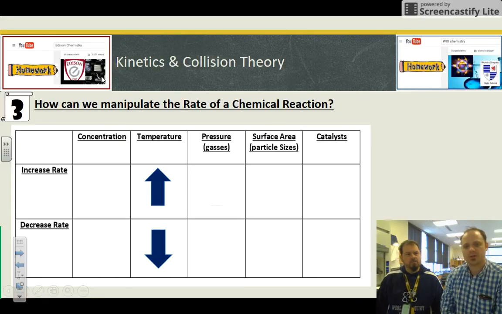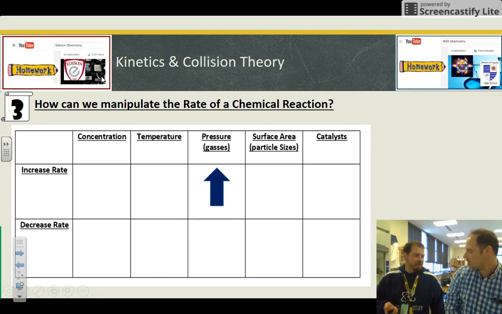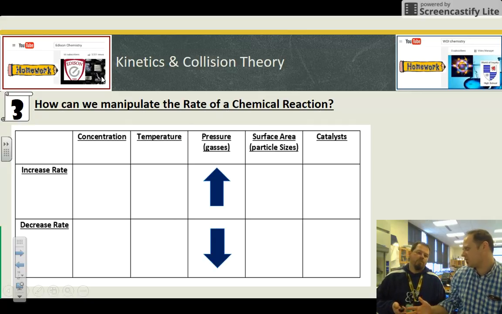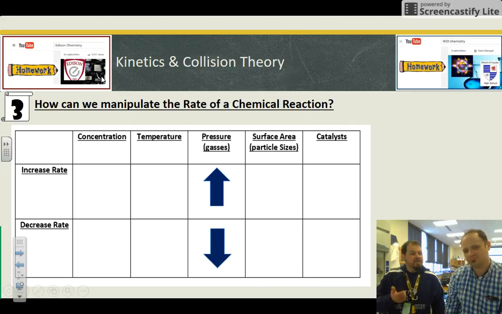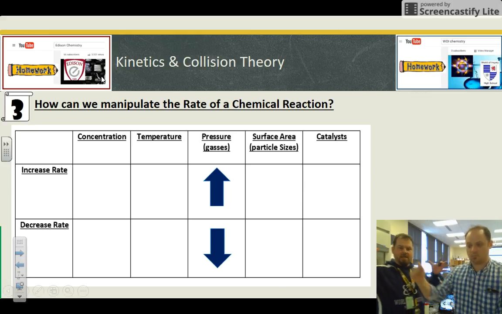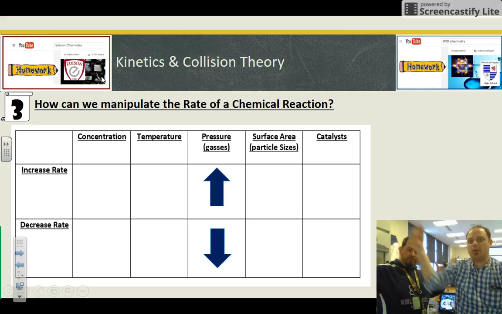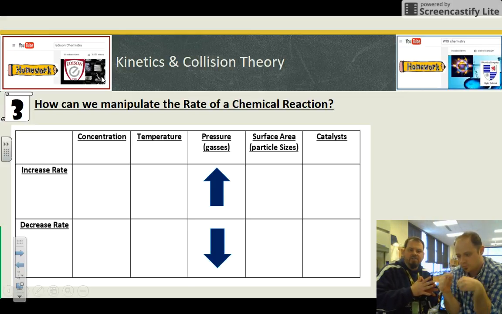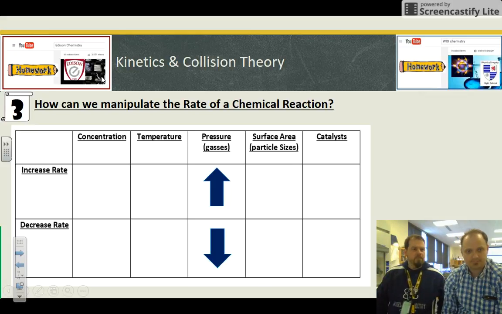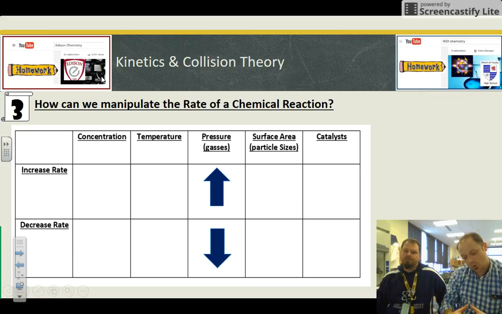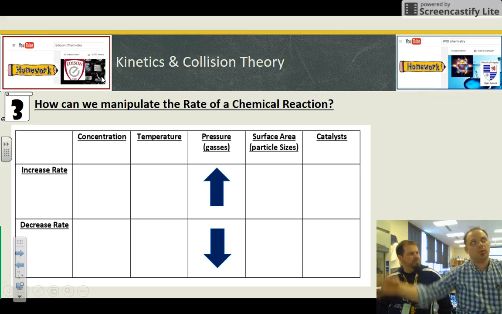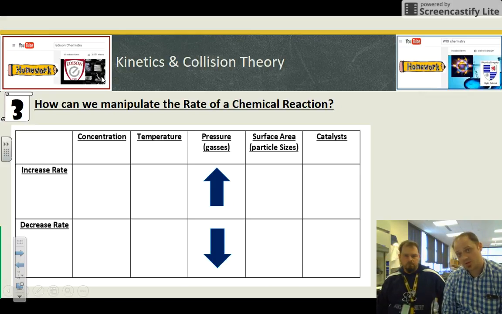Now, pressure is specifically for gases, because pressurizing liquids and solids doesn't really work. They're incompressible. But it works like concentration. So if you have 10 particles in this much space, they might hit each other, they might not. But if you pressurize it, now I squeezed them together, and the probability of hitting each other goes up. So again, decreasing the pressure will decrease the rate. They're less likely to collide with each other, and would definitely have less energy when they did.